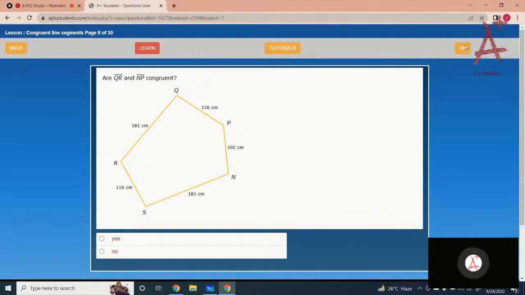The next one: are QR and NP congruent? QR is 181 and NP is 102. So no, they are not congruent. They have different side lengths. Got it?